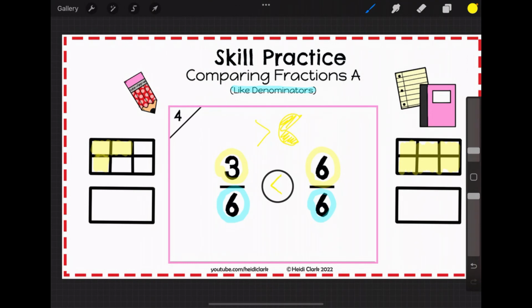So remember, if the denominators are the same, then that means the pieces are going to be the same size. You're going to cut up the cake the same way. So then you just have to ask yourself, which fraction gives you more pieces? Because more pieces, in this case, is going to be a bigger fraction.